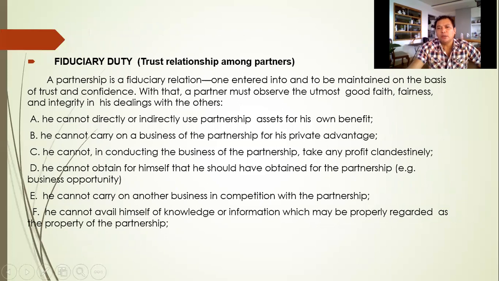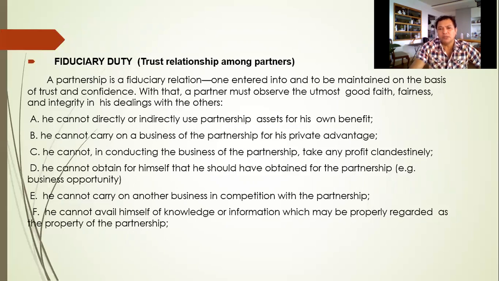So what is the kind of relationship of the partners in a partnership? Actually, a partnership is created based on trust. Based on trust to one another, you trust the other person as your partner, and by the same token, that partner also trusted you. So partnership is built on trust, and trust is what you call fiduciary duty. If you trust a person, that person has a fiduciary duty to you. So partnership is a fiduciary relation, one entered into and to be maintained on the basis of trust and confidence.